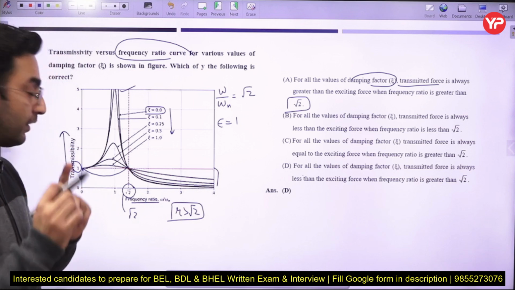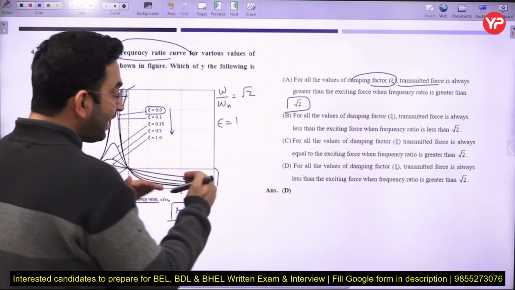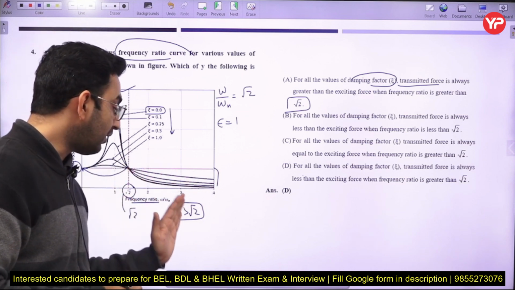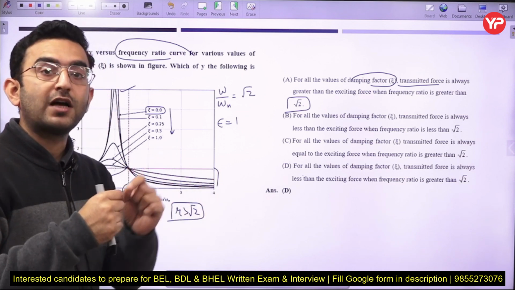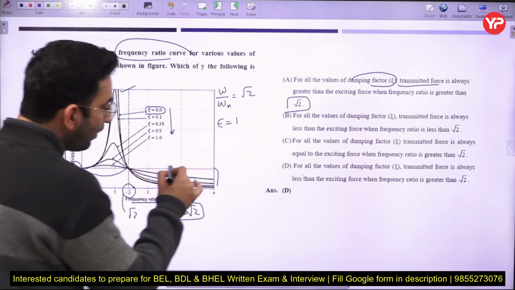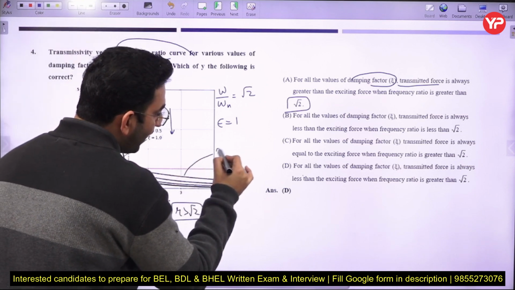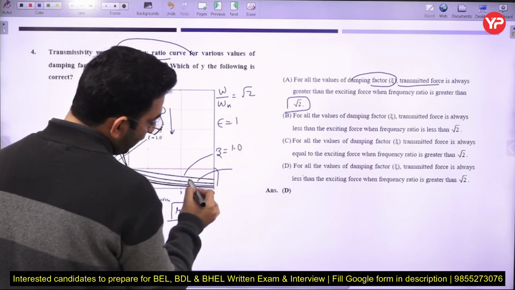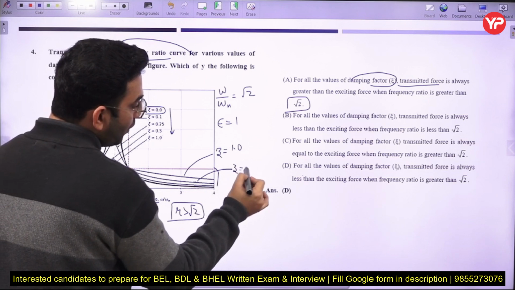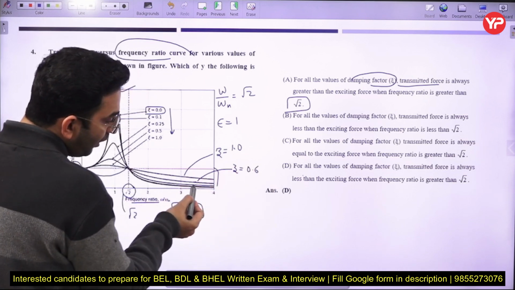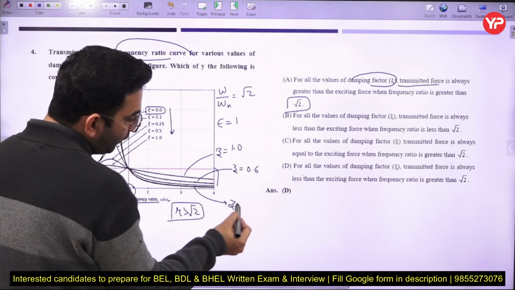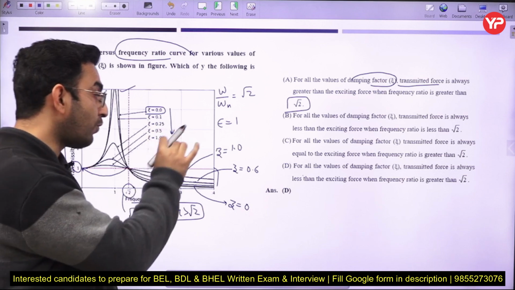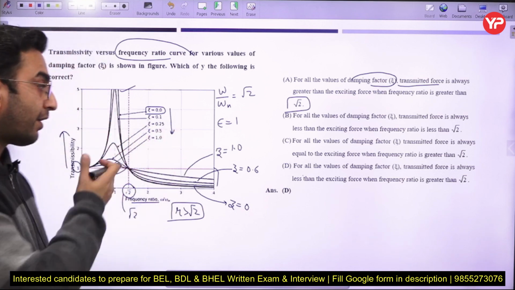Also, there is one more thing: if you increase the damping, that is the value of zeta, after the frequency ratio is more than √2, then the corresponding transmitted force will increase. Why so? Because here you can see this curve has a zeta of around 1.0, this curve has a zeta around 0.6, and similarly the bottom curve has a zeta of 0. These are some of the important conclusions you can derive from this particular graph.